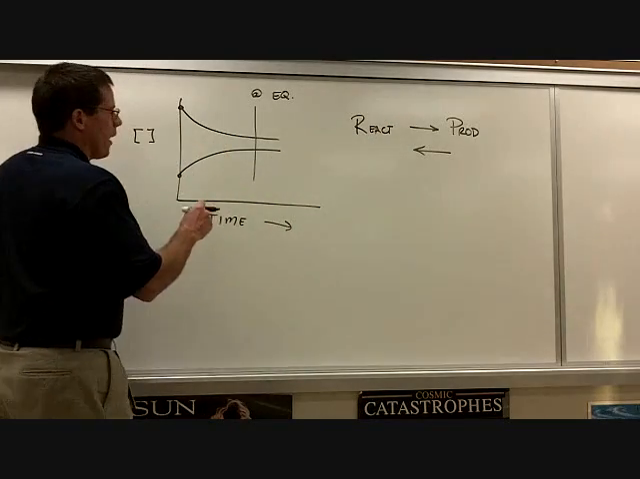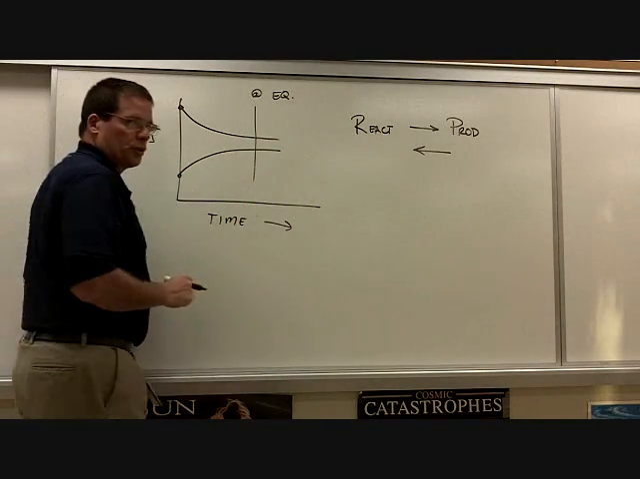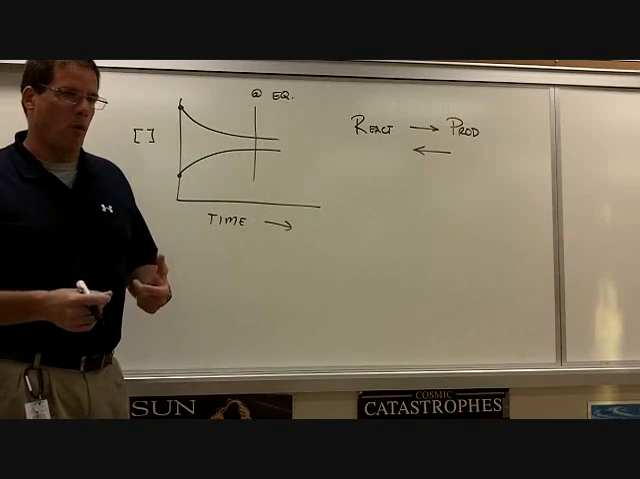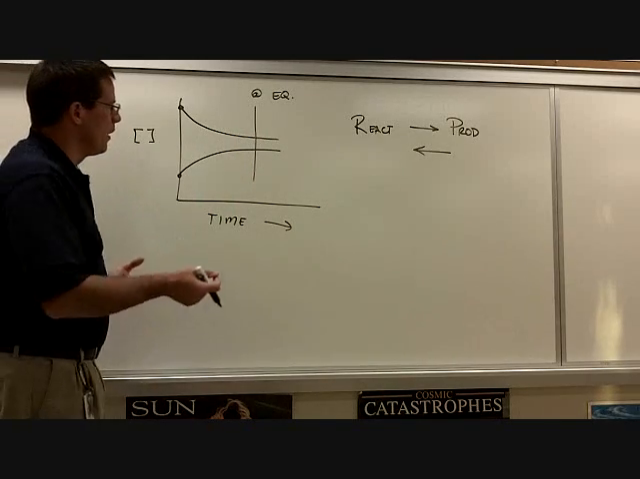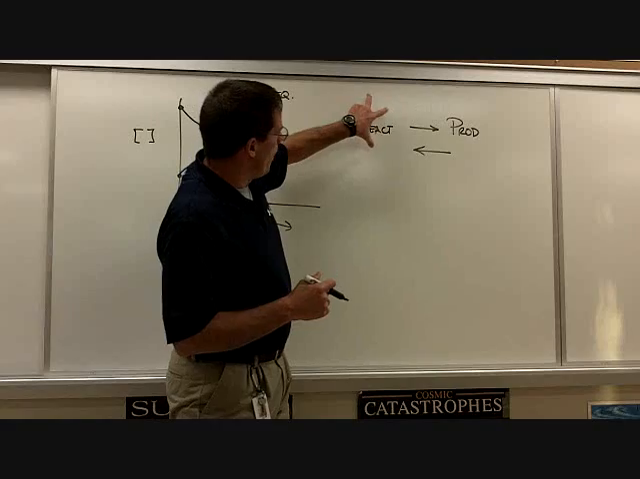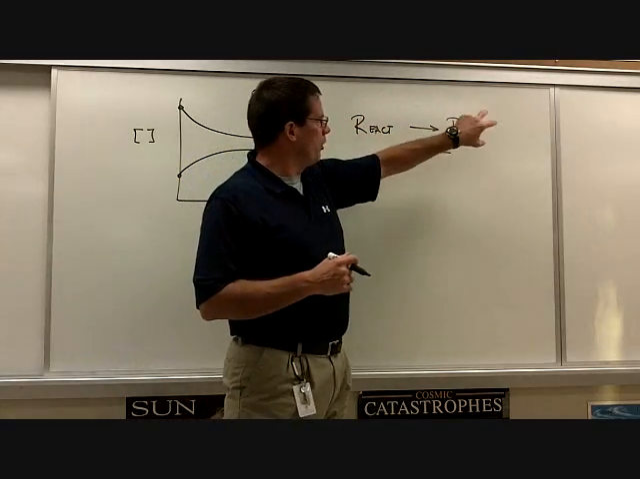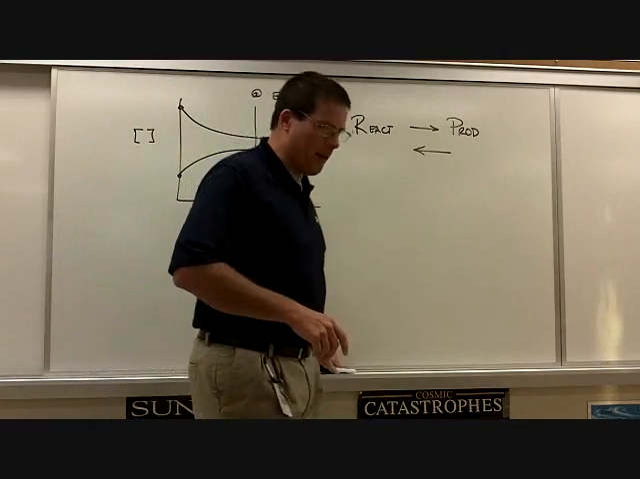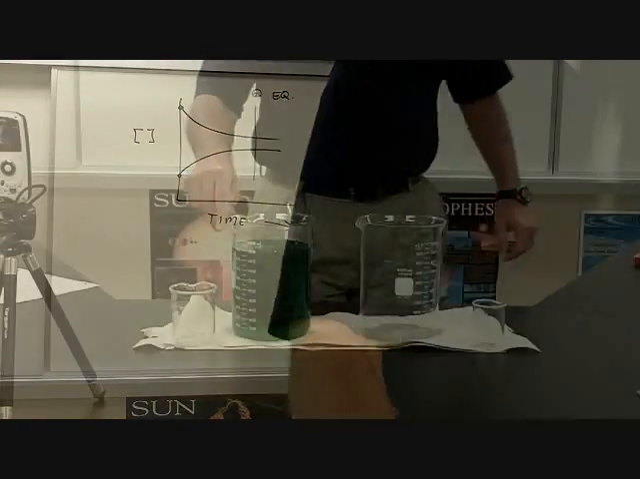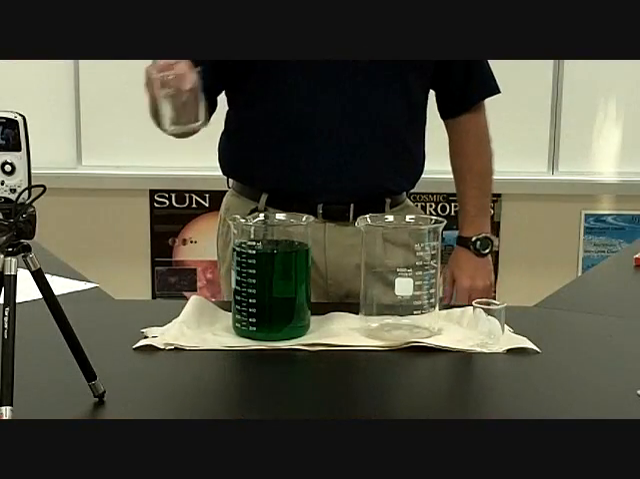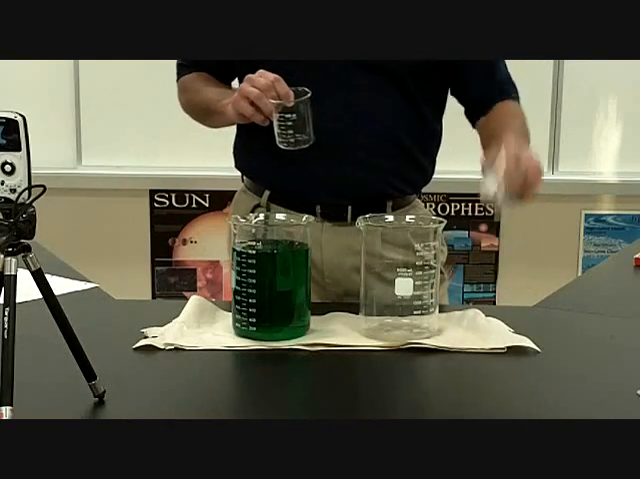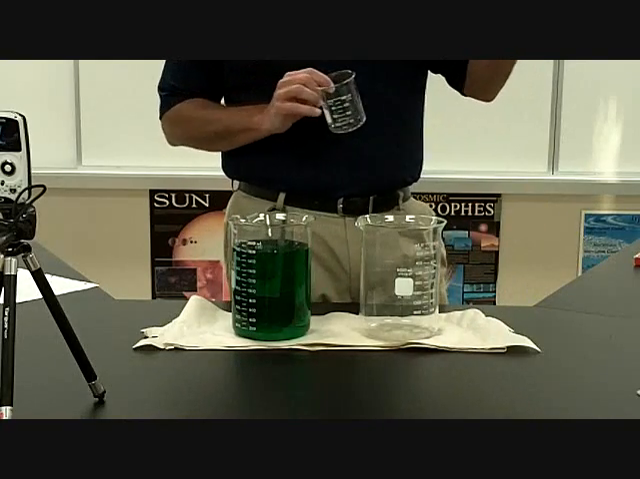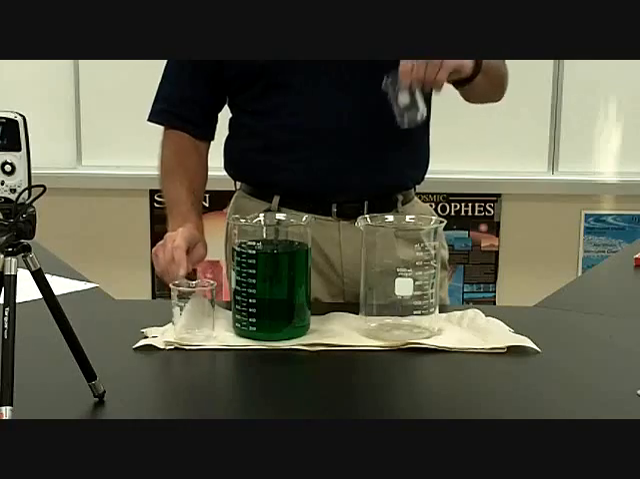Now, one thing I do want to point out is that doesn't mean that the concentrations or the number of moles or the grams will be the same. It just means that the rate of the reactants forming products is equal to the rate of the products forming the reactants. So when I look at the beaker again, I'm going to start off with reactants forming products. But actually, I want to start with the products forming reactants. You ready?